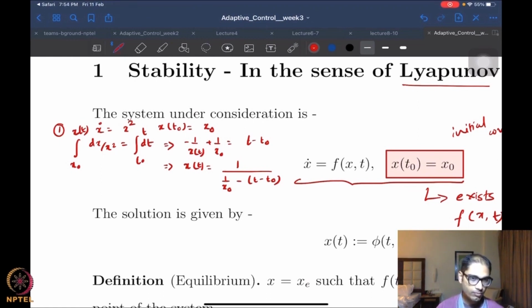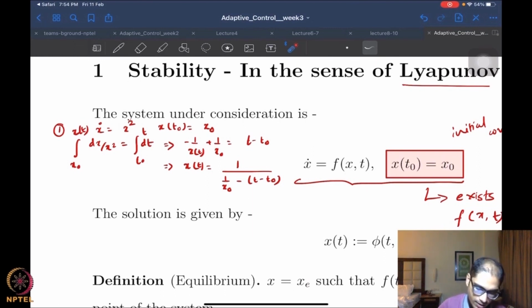This is the integration of the left hand side, and this is the integration of the right hand side. Then I take this to the right and this to the left, and then I flip this, take the inverse, so I get something like this. Absolutely.